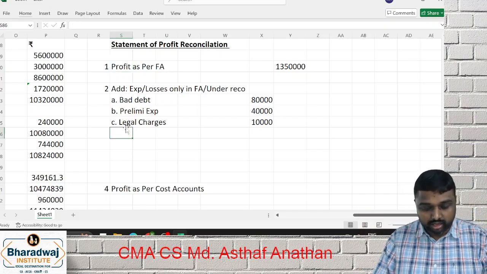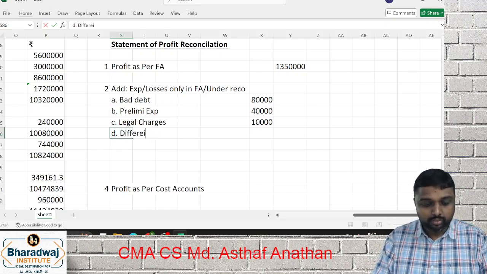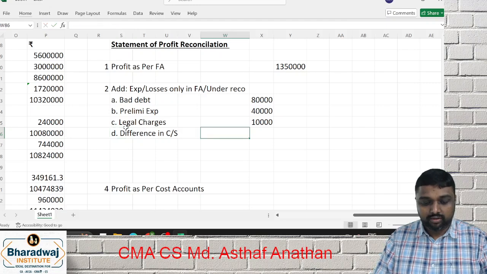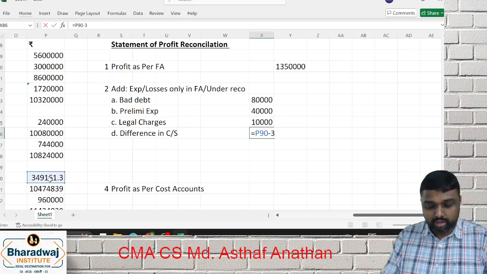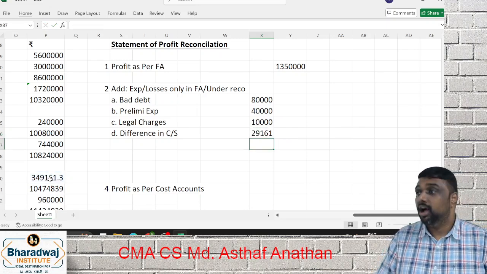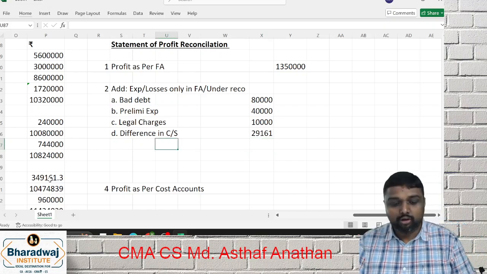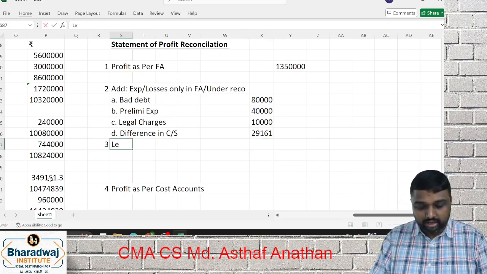So you have to write here difference in closing stock. Difference in closing stock. What is the value, my dear friends? 3 lakh 49 minus 3 lakh 20, the difference. Are you clear, friends? Yes or no? Now you can go for the next item, your favorite item. What's your favorite item? Less.